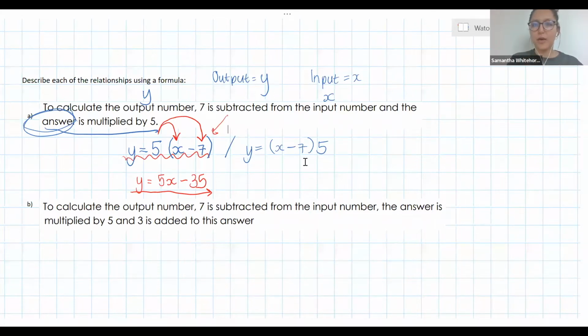Okay, so I want you to have a look at the second one. It's very similar to the first one, but I've added an operation. So I've said to calculate the output number, 7 is subtracted from the input number. That answer is multiplied by 5, and then 3 is added to this answer. So this is like the very first one, but now I've added the 3 to the answer. So try and use your answer in question A to help you with question B. If and when you are ready, put your answer in the chat, or you can raise your hand and I'll get an equation from someone.